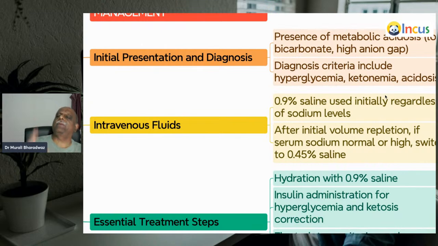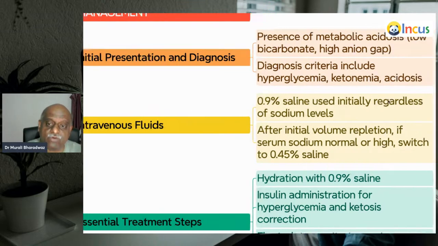Doctor, DKA treatment involves not just giving insulin, but also maintaining hydration and maintaining sodium and potassium levels. Typically, when the patient arrives, potassium may look normal. The moment you start insulin therapy, potassium will move intracellularly and that can lead to hypokalemia. So always be watchful of hypokalemia after you start the treatment.